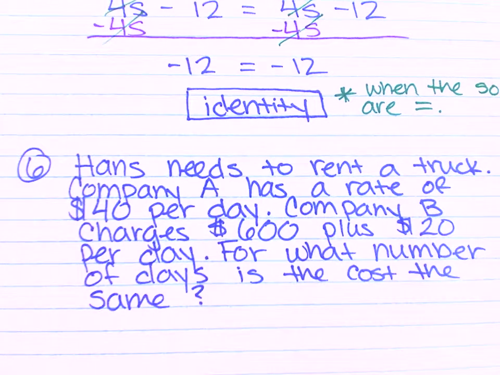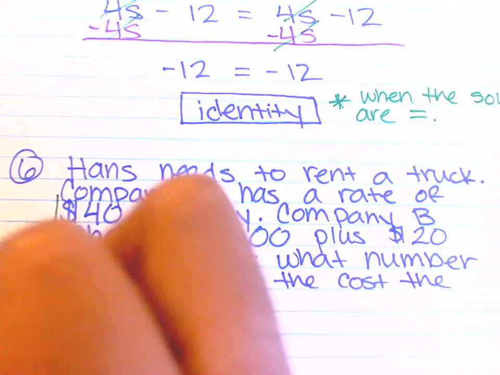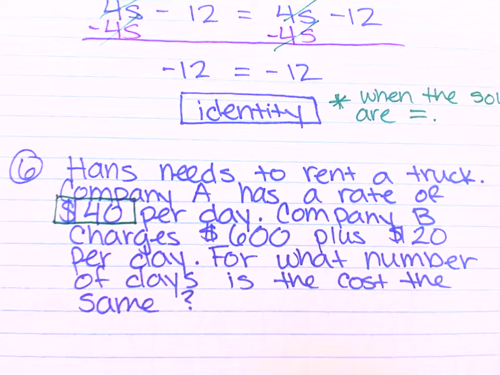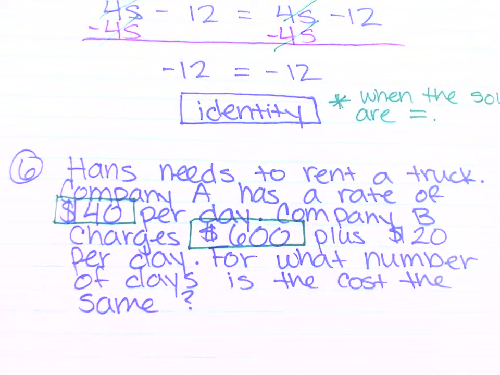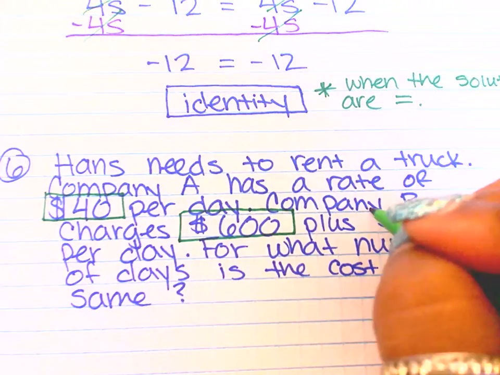So Hans is trying to rent a truck. He goes to the first company, they say it's going to be $40 a day. He goes to the second company and they say it's a flat rate of $600 plus $20 a day. Now we need to figure out how to write this really quickly. So the first thing you always need to look at is the numbers in your problem, okay? So I'm going to take a different color right now, and I'm going to need the number 40. I'm going to need the number 600. And I'm going to need the number 20.